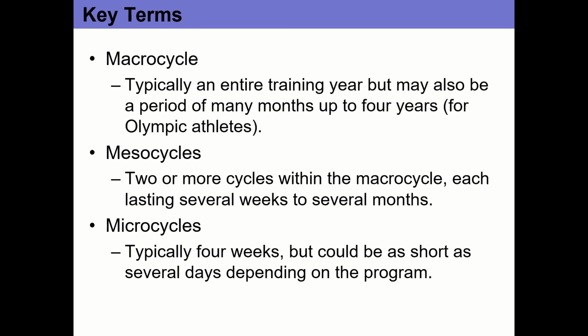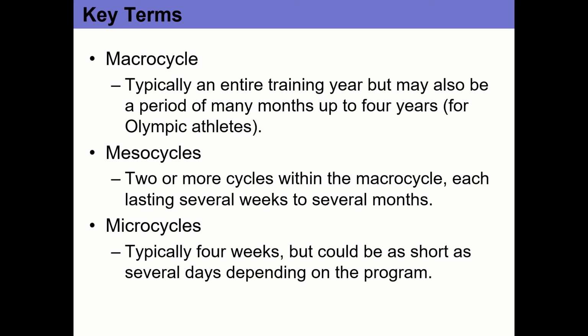So the macro cycle is typically an entire training year, which is how I used it in 345. But the macro cycle, as you can see there, may be up to 4 years for Olympic athletes. You may have 2 macro cycles in a year for athletes that compete fall, spring. So for example, indoor versus outdoor track, you may have separate macro cycles for each, or the same kind of thing with tennis and I think golf, where you have an individual season one semester and then a team season the other semester. So they may have 2 macro cycles.